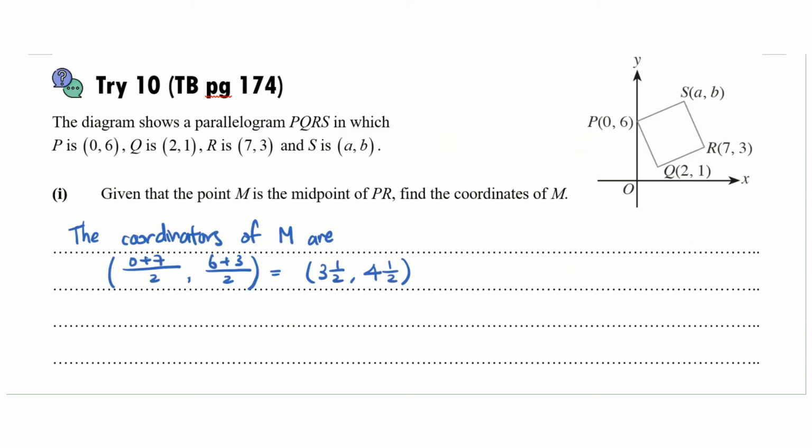So let's practice with Try 10 from the textbook page 174. It shows a diagram PQRS, which is a parallelogram, with all the coordinates as shown in the diagram. In part 1, given that the point M is the midpoint of PR, so PR is this diagonal, and the point M would be here, we want to find the coordinates of M. We will use the formula that we have previously learned in finding midpoint, and we get that the coordinates of M will be (3.5, 4.5).